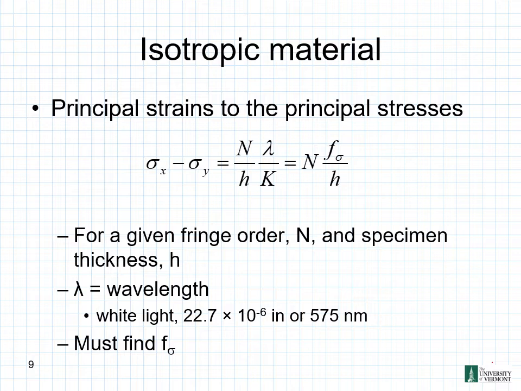For an isotropic material, relating the principal strains to the principal stresses, we come down to this relationship: sigma x minus sigma y is equal to n over h times lambda over k. This reduces down from the previous relationships to n times f sub sigma over h. Now, for a given fringe order n and a specimen thickness known to us as h, we have a wavelength for white light of 22.7 times 10 to the negative 6 inches, or 575 nanometers. From that information, we can back out our f sub sigma from the relationship above.